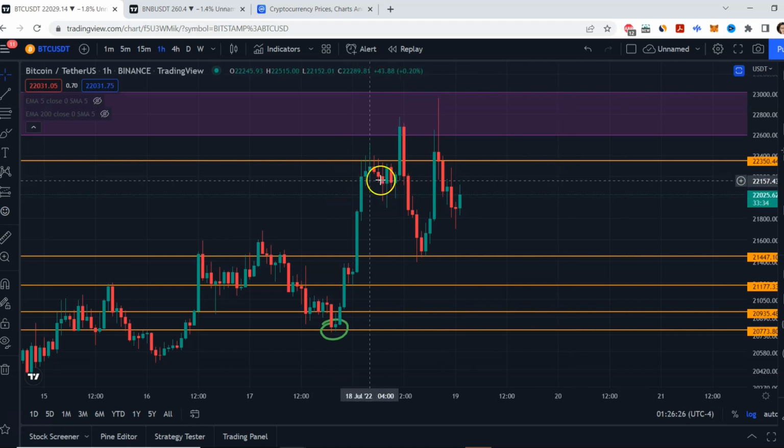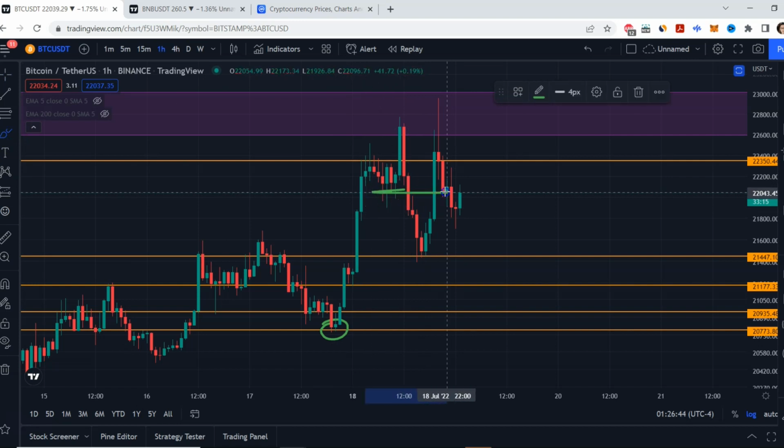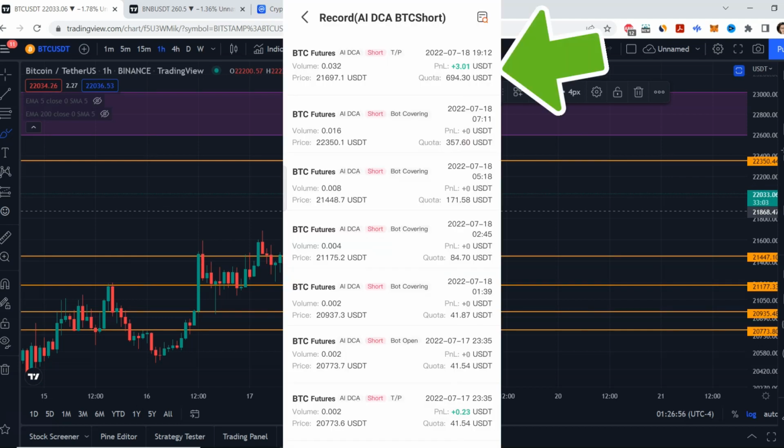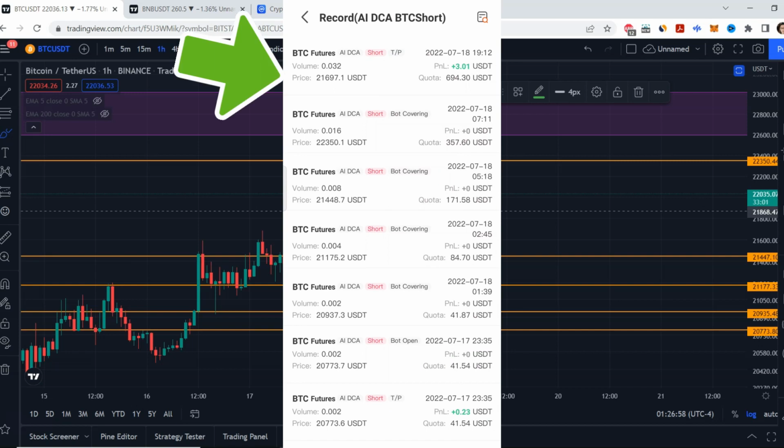And now, where's my average price? My average price is probably 22,000 or something. So this is my average price here. If the market goes below this, this is my average price or my break-even price. So if the market goes below this, I'm going to take profit. And I take $3 profit at 21,697.